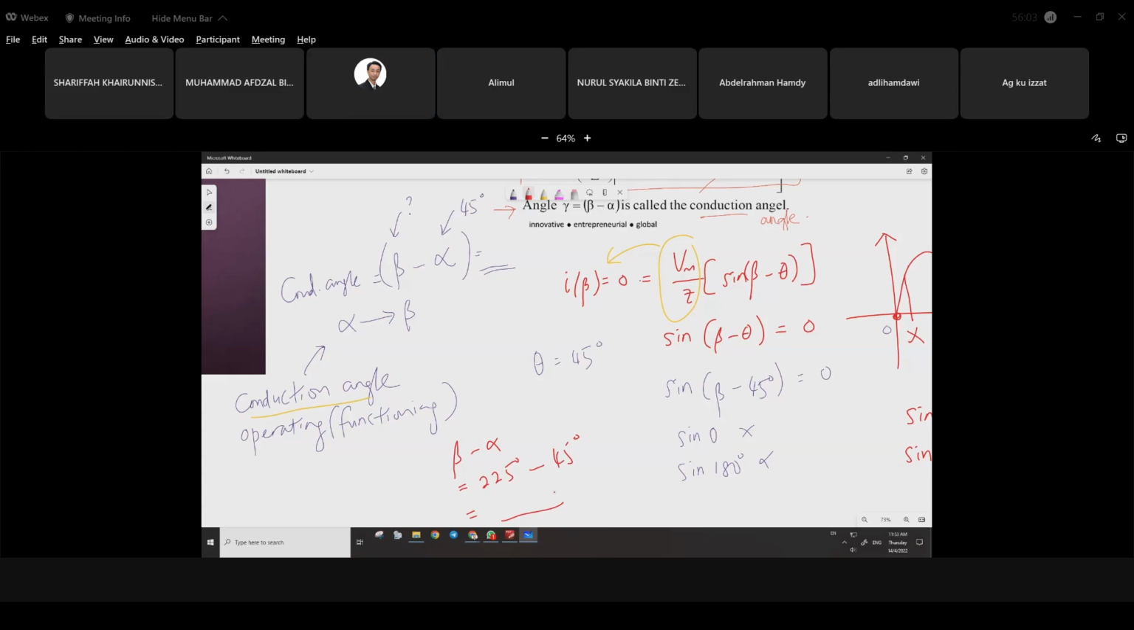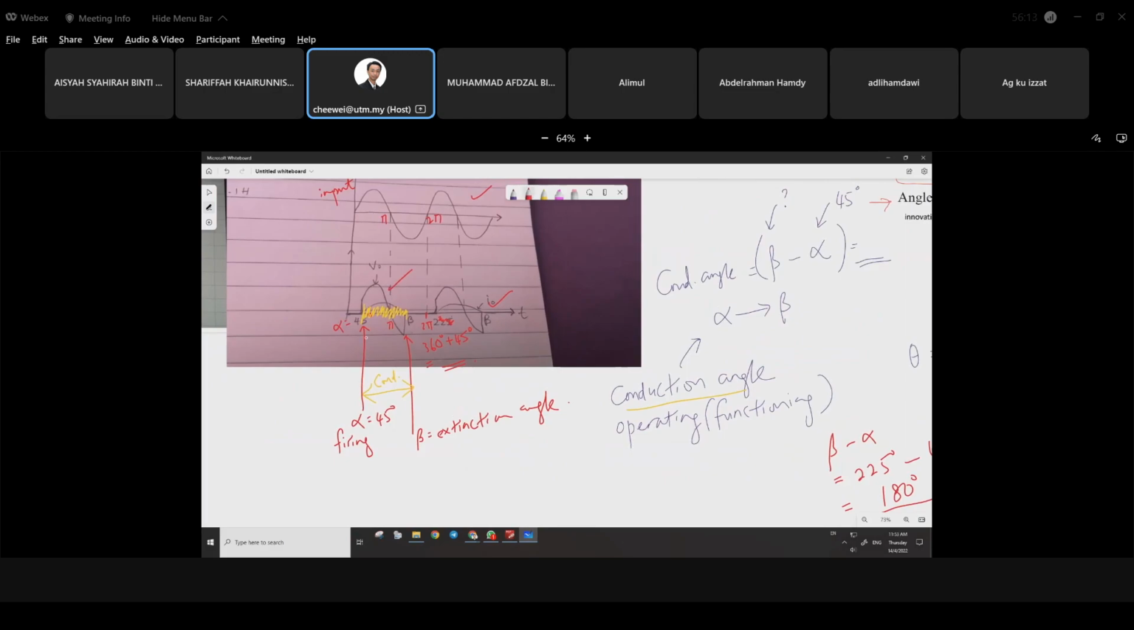How long is the current conducting? 180. So if you look at the picture, the yellow line that I drew just now is starting from 45 to 225. So the range will be 180 degree, the duration for the conduction. So the current conducts from 45 to 225 degree for how long? For 180 degree, that long.